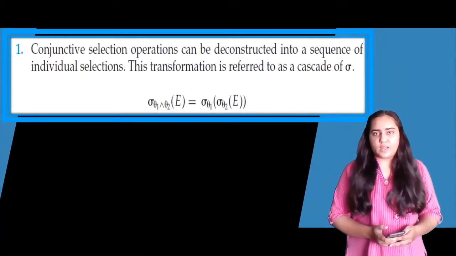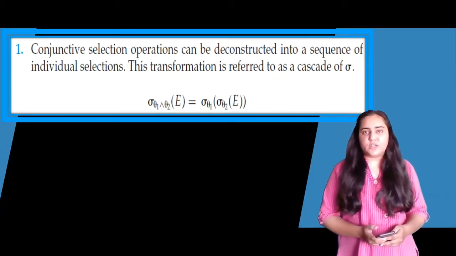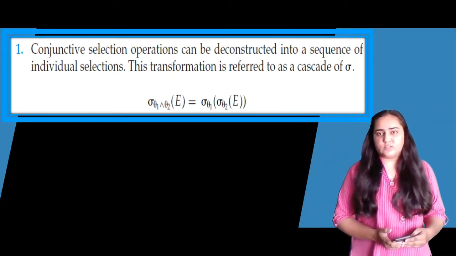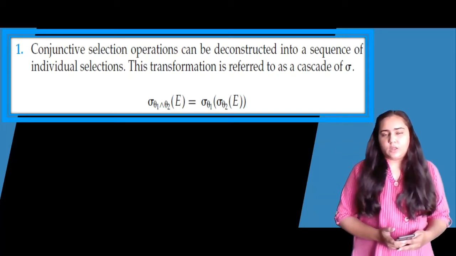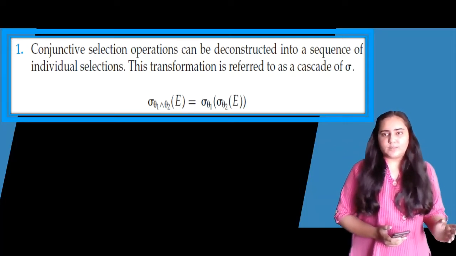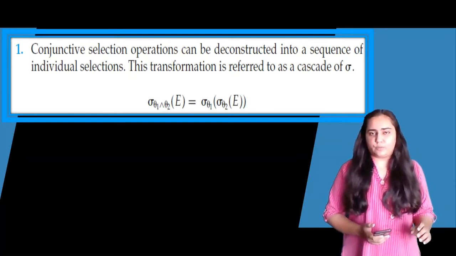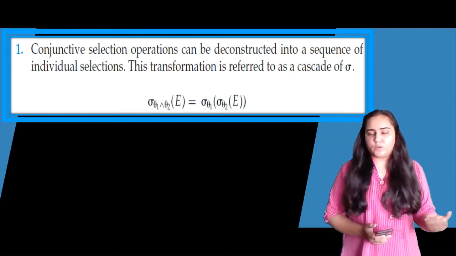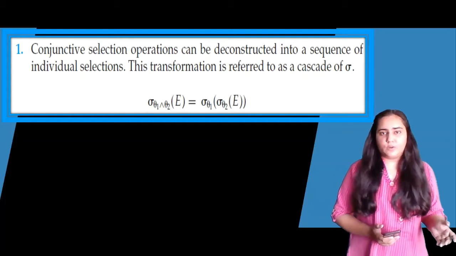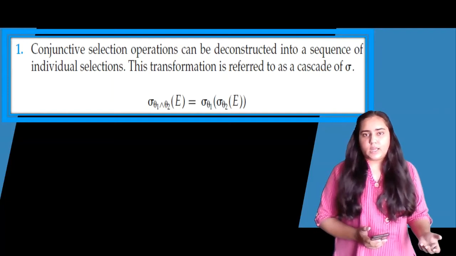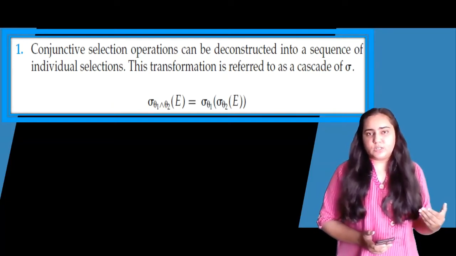This is the first rule, and it's a very simple rule. It says that conjunctive selection operations can be deconstructed into a sequence of individual selections, and the transformation is known as a cascade of sigma. Now, all the operations and rules that I'm going to explain here are going to be in terms of relational algebra operations, because we cannot write them in terms of SQL since SQL does not show procedure.